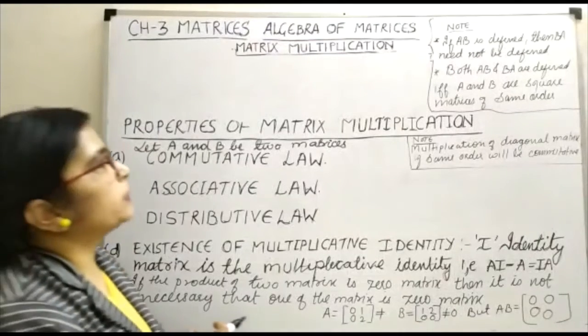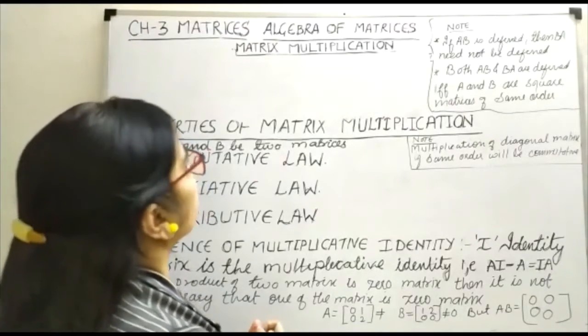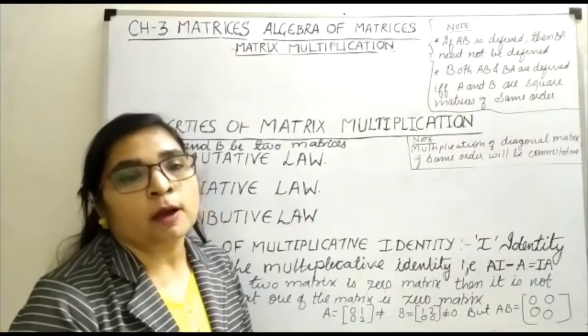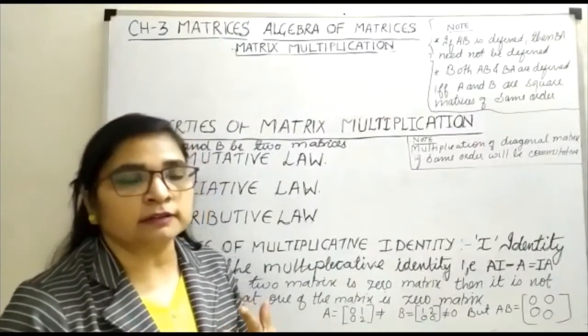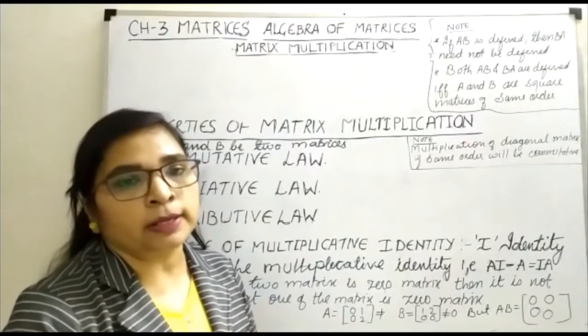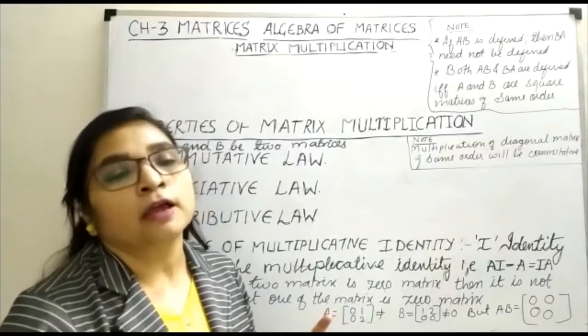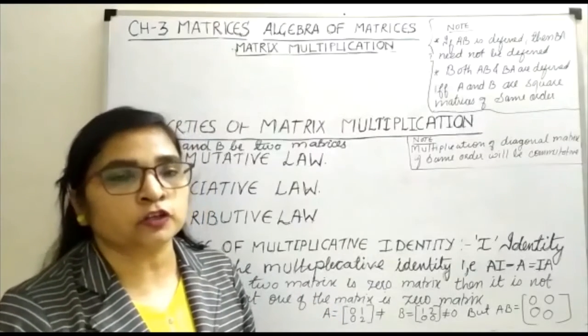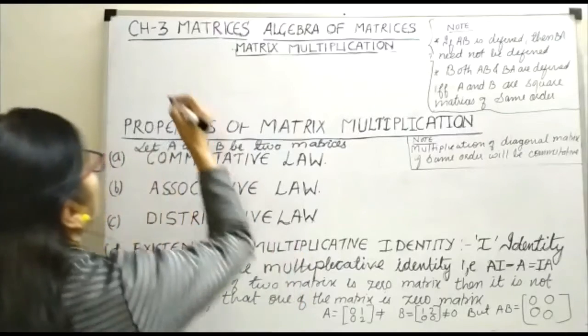Hello everyone. Today in chapter 3, Matrices, we are going to discuss the algebra of matrices, and our topic is multiplication of two matrices. Now let us understand the condition that holds for the multiplication of two matrices. For the multiplication of two matrices, the column of the first matrix should be equal to the row of the second matrix. Let us take one example.